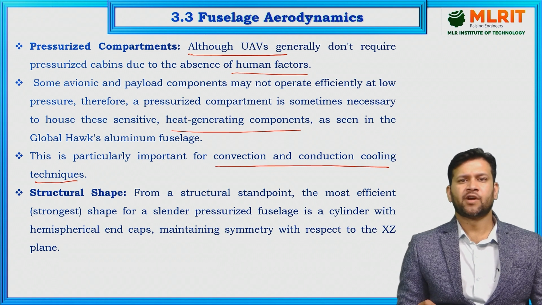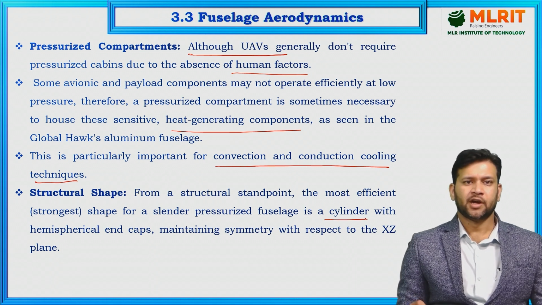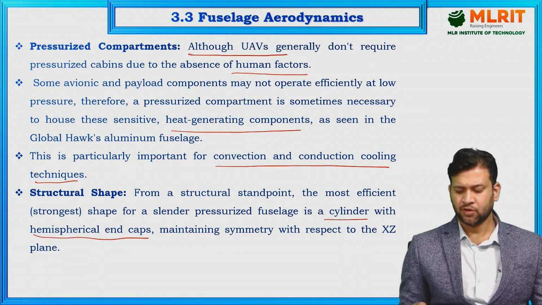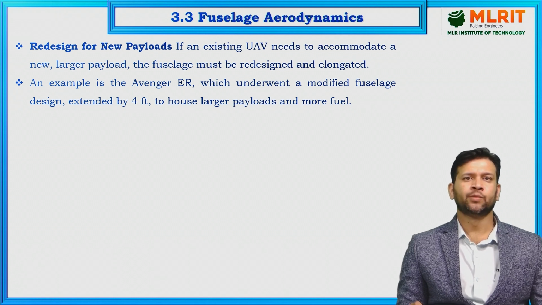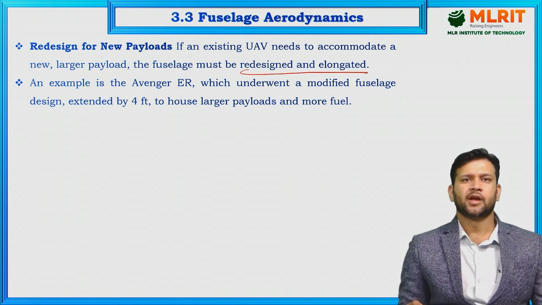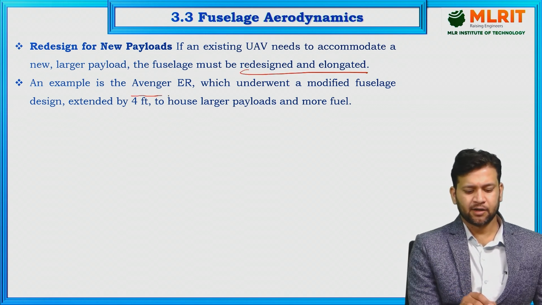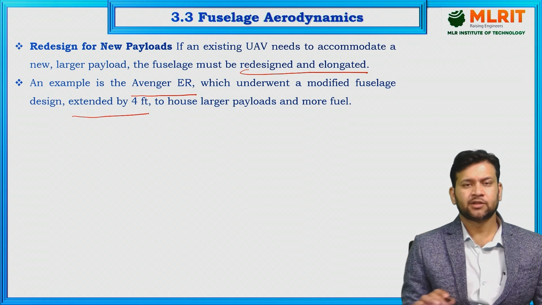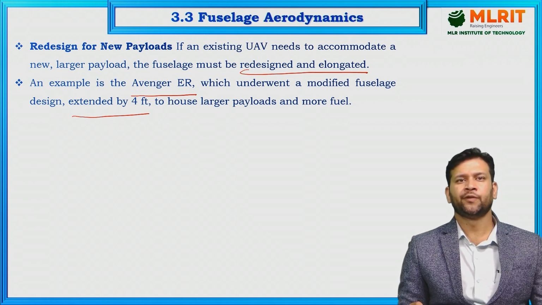Structural shape. From a structural standpoint, the most efficient, strongest shape for a slender pressurized fuselage is a cylinder with hemispherical end caps, maintaining symmetry with respect to the exit plane. Redesign for new payloads. If an existing unmanned air vehicle needs to accommodate a new, larger payload, the fuselage must be redesigned and elongated. An example is the Avenger ER, which underwent a modified fuselage design extended by 4 feet to house larger payloads and more fuel.